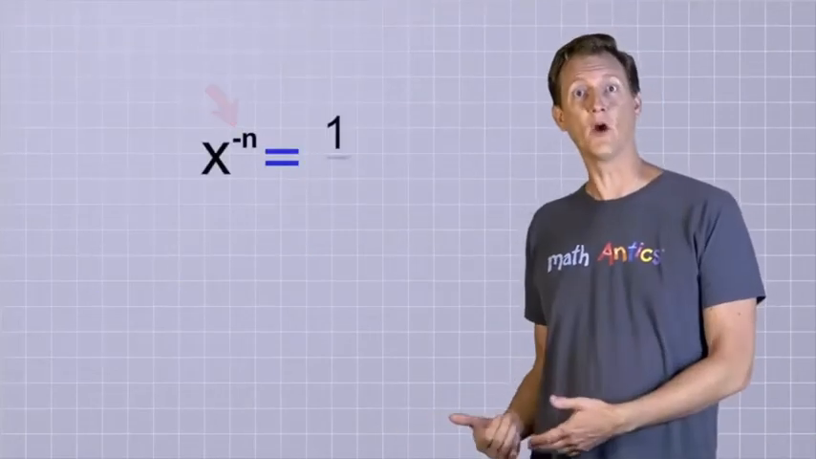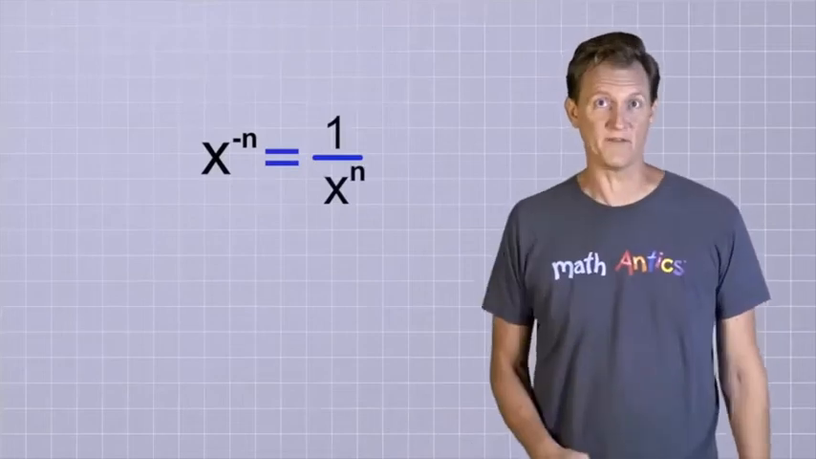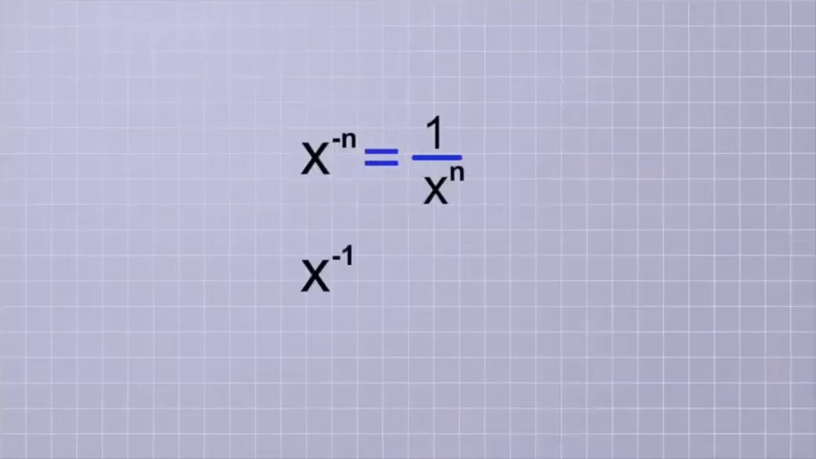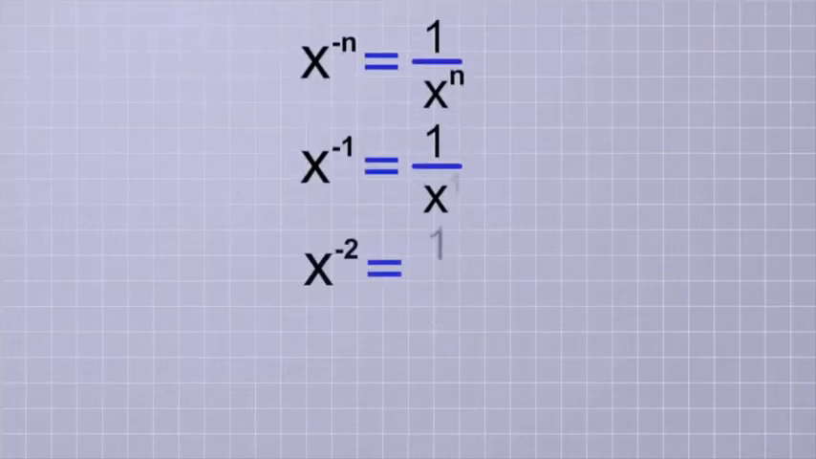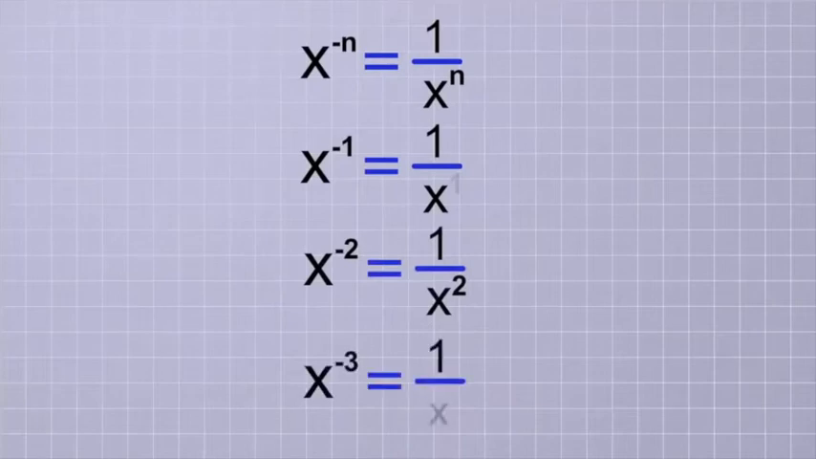It's just 1 over the same expression with a positive exponent. X to the negative 1 is 1 over x to the positive 1, or just 1 over x. X to the negative 2 is 1 over x to the positive 2. X to the negative 3 is 1 over x to the positive 3, and so on.